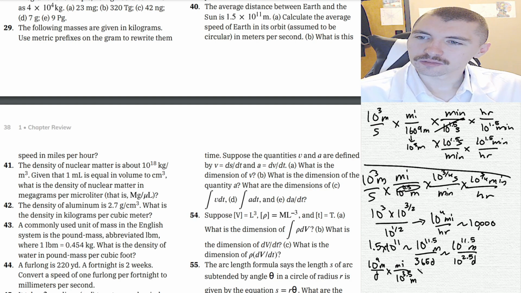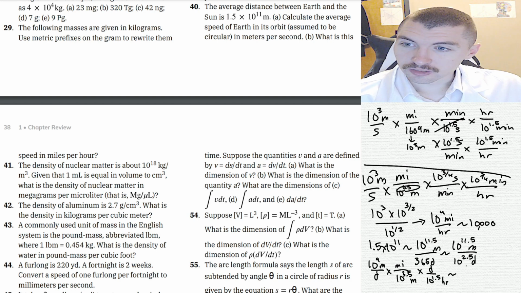Okay, times how many hours? How many hours are in a day? 24. A day over 10 to the 1.5, because 24 is close to 10. 2.4 is close to the square root of 10. So hours.